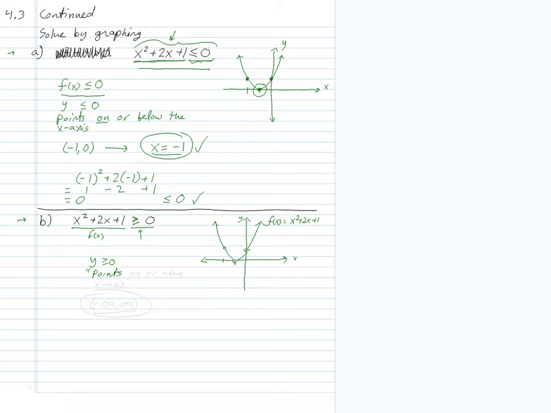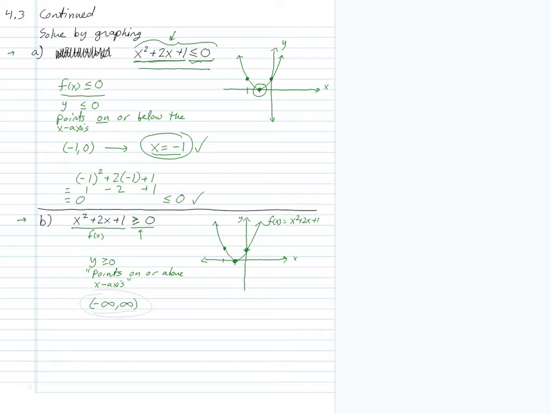Well, those are going to be the points on or above the x-axis. And we can see that this graph, in its entirety, lies on or above the x-axis. So the domain of the parts we want is exactly the domain of the whole graph, which is -∞ to infinity. All real numbers will satisfy this inequality.